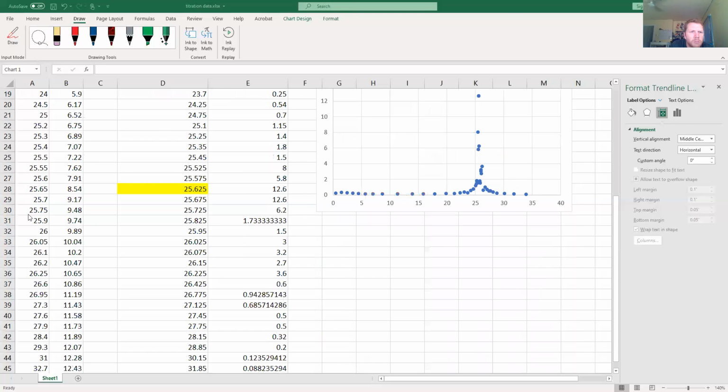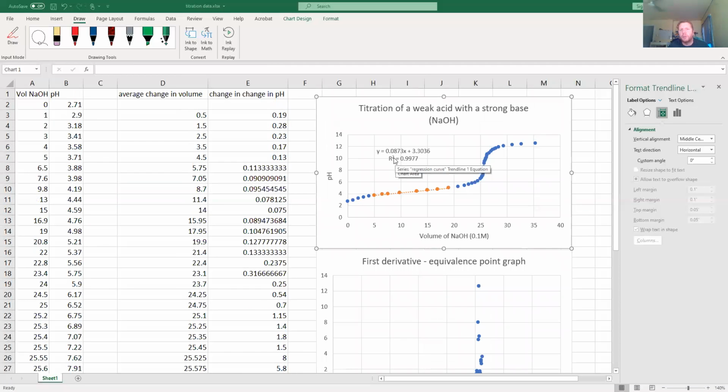So I took my 25.65 and divided that by 2. I'm going to use my calculator on my computer. 25.65 divided by 2 equals 12.825. Now that 12.825, given this equation, where am I going to plug it in? Remember, 12.825 is my volume of sodium hydroxide. I'm going to plug that in to the X value.